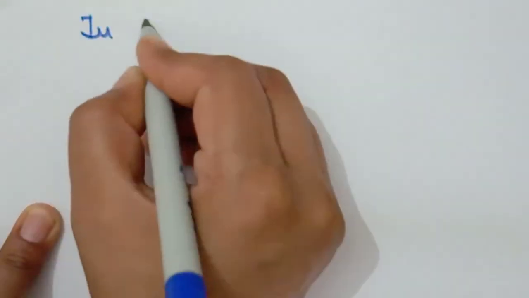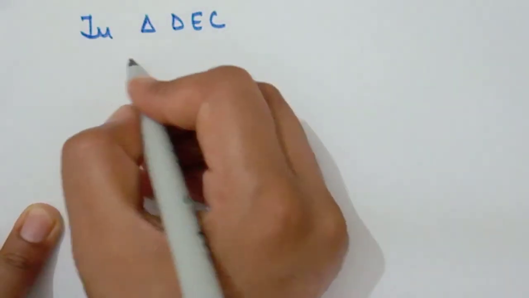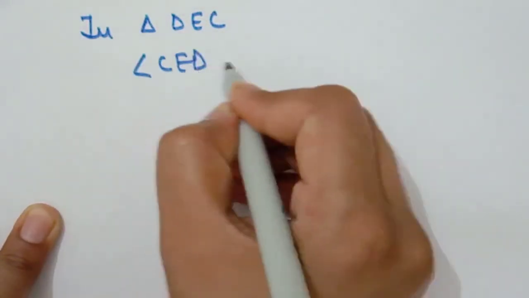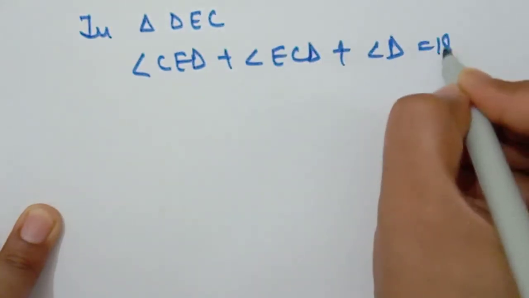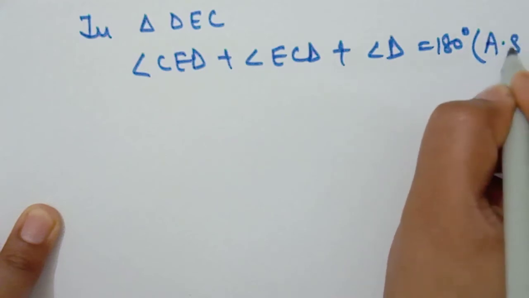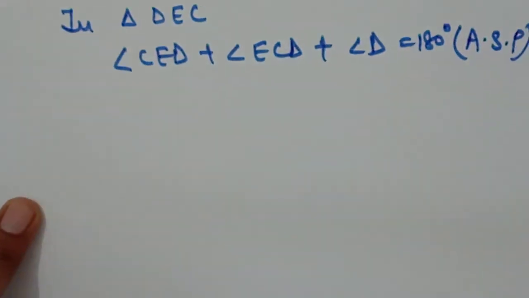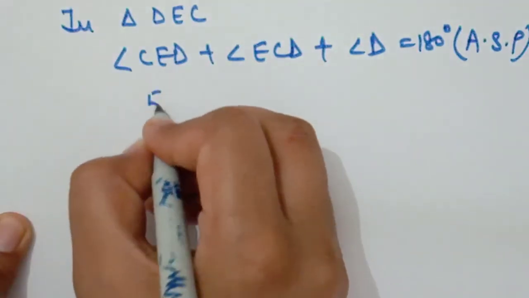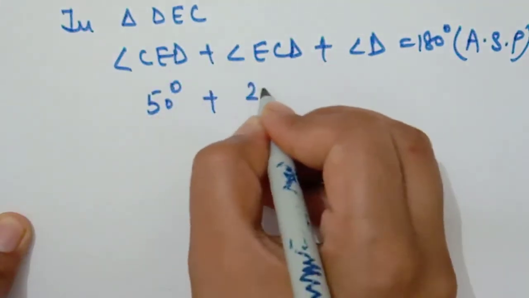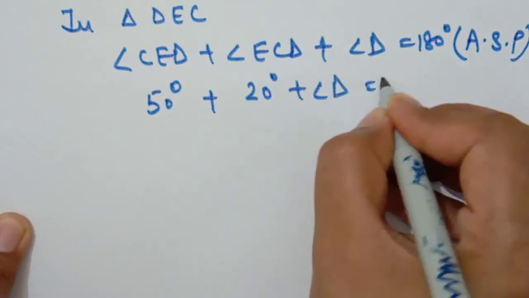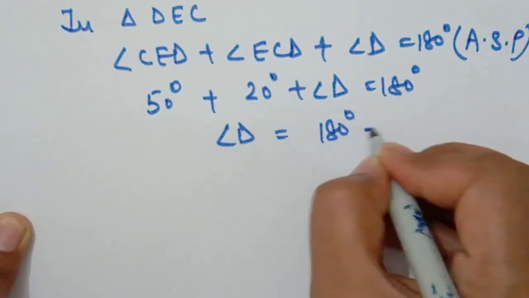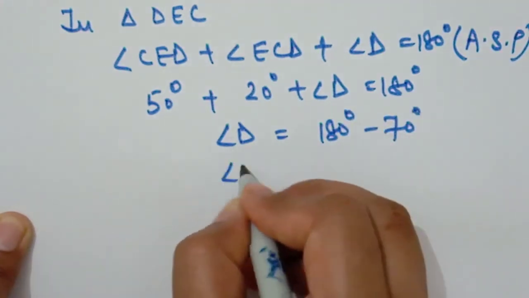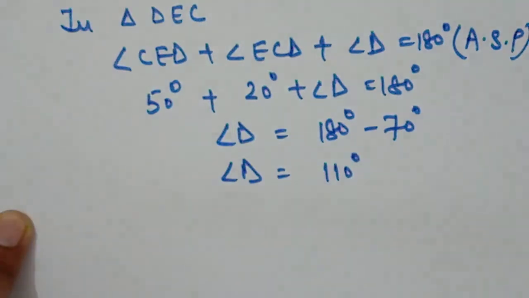So in triangle DEC, in this small triangle, angle CED plus angle ECD plus angle D is equal to 180 degrees, by the angle sum property. This is 50 degrees, already proved. This is 20 degrees, given, and we have to find angle D here. So angle D is equal to 180 degrees minus 70 degrees. Angle D is equal to 110 degrees.